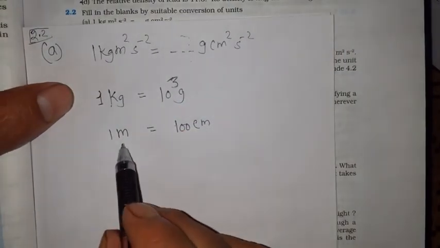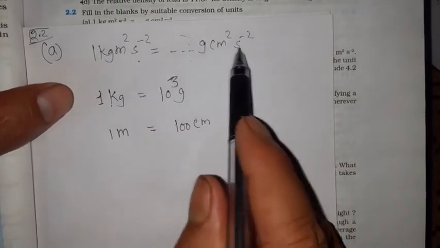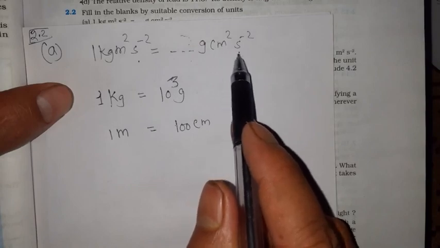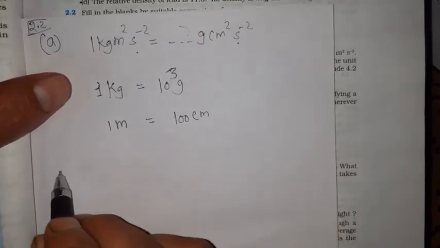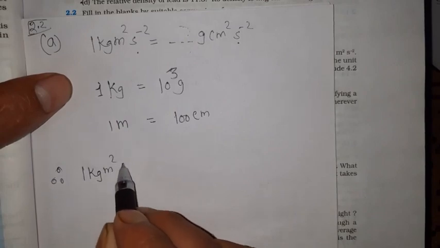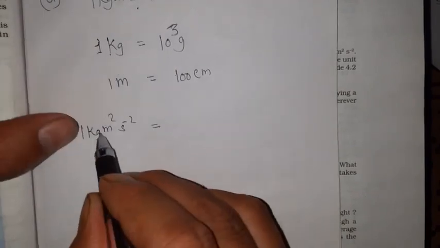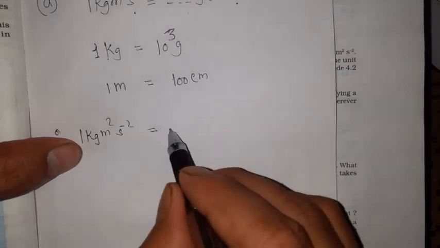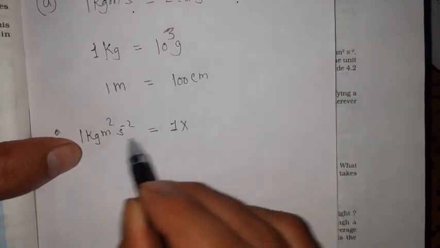Okay. Now next we are having, students, second square. So no need of any conversion for this one. Okay. Therefore the left hand side is 1 kilogram meter square per second square, which is equal to, now put over here this one, let it be kilogram.